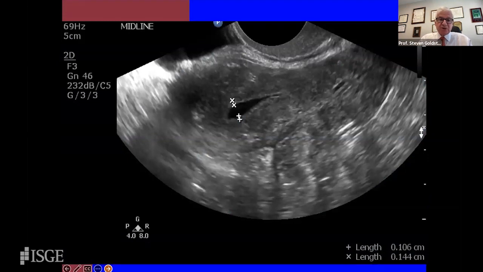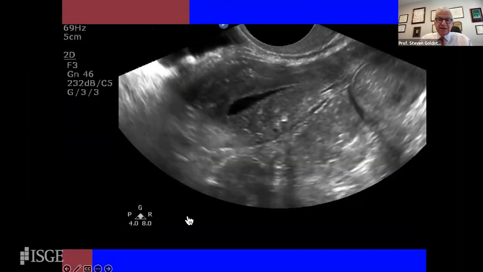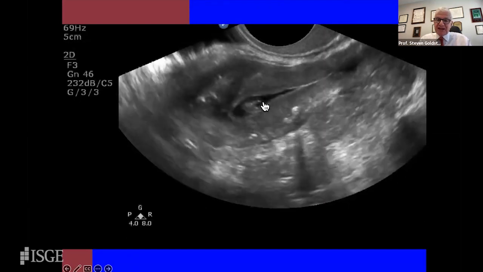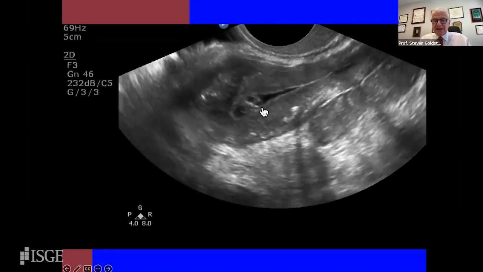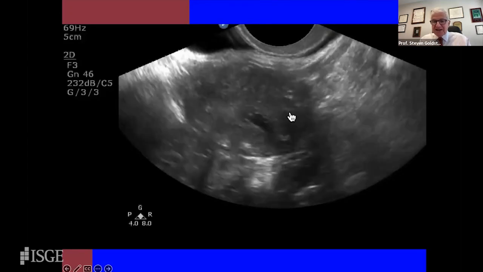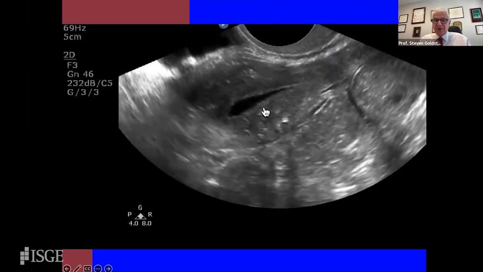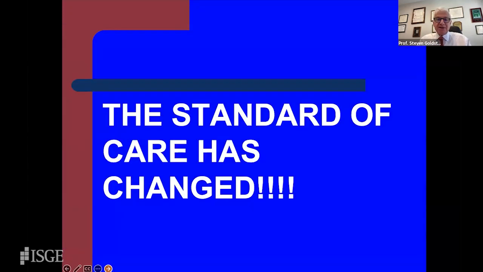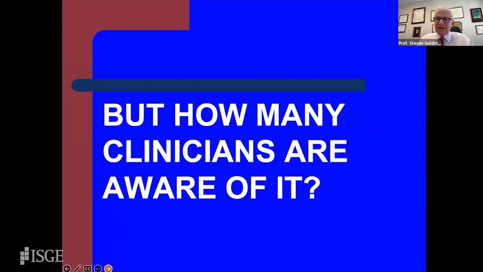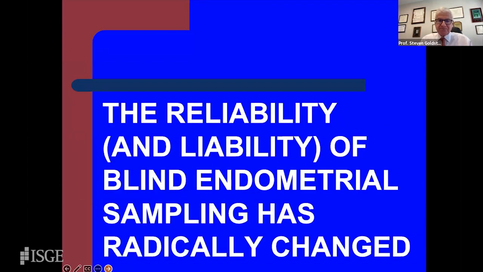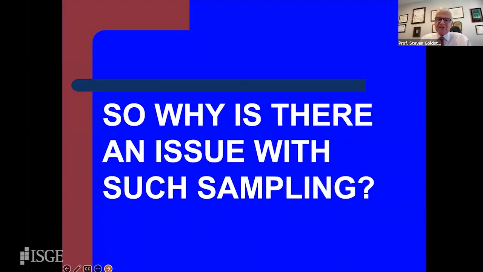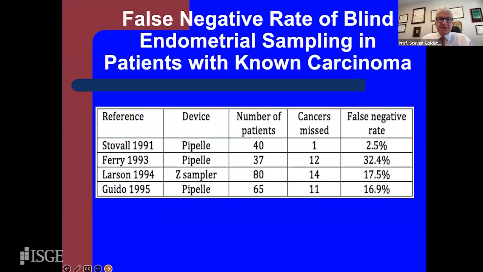Or here's an example of what looks like a very normal situation. We look at this in a clip and you'll see as we turn into a coronal plane, this little polyp is actually way off into the corner of the uterine cavity. You must recreate three-dimensional anatomy. I say here the standard of care has changed, but how many clinicians are aware of it? The reliability and, I think, liability of blind endometrial sampling has radically changed. So why is there an issue with such sampling?